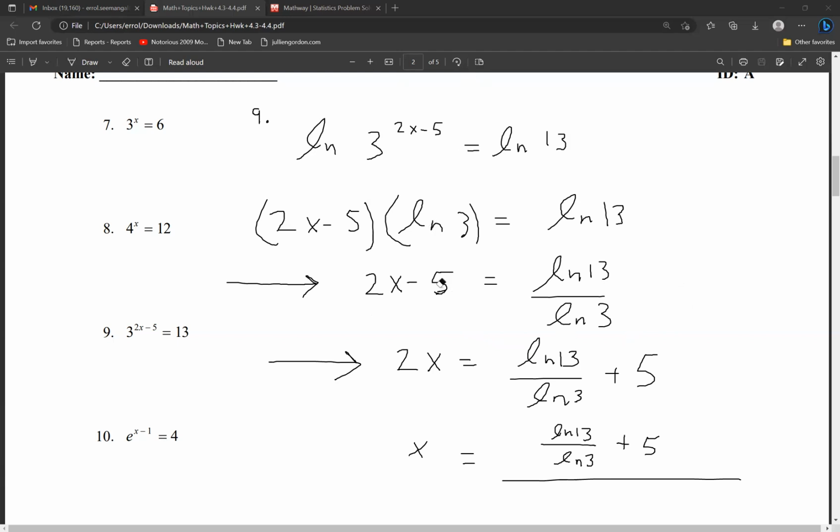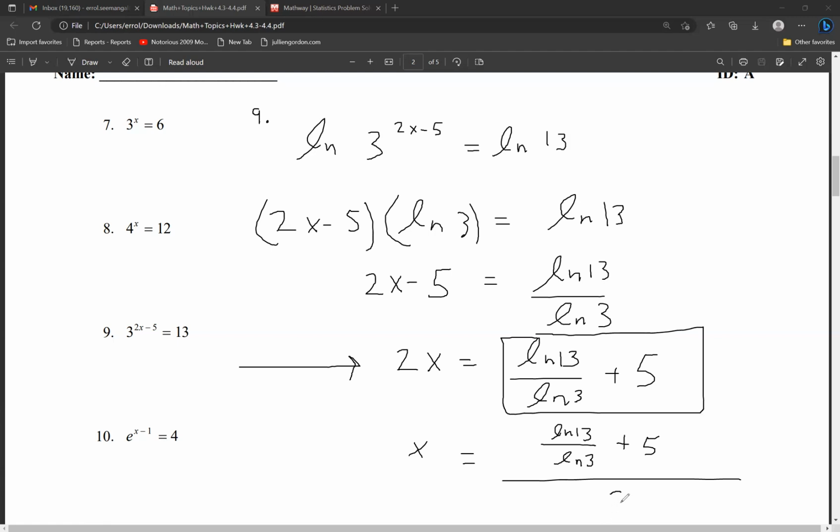All right, so let's write it again. Now it's 2x equals all of this right here, right? So we don't want to solve for 2x, we want to solve for 1x. So take that whole thing and divide by 2. There's your answer, whatever that works out to be. So just do that on your calculator: ln 13 divided by ln 3 plus 5, divided by 2.